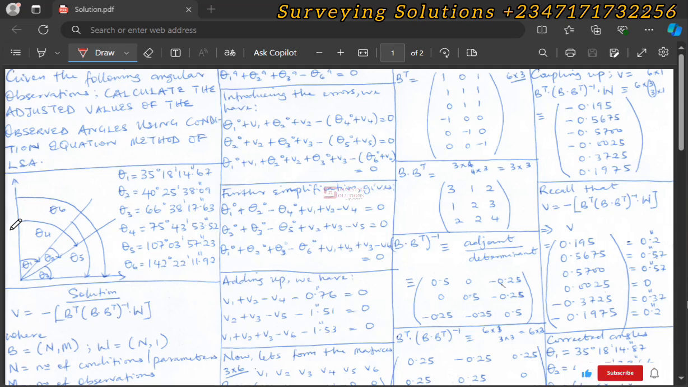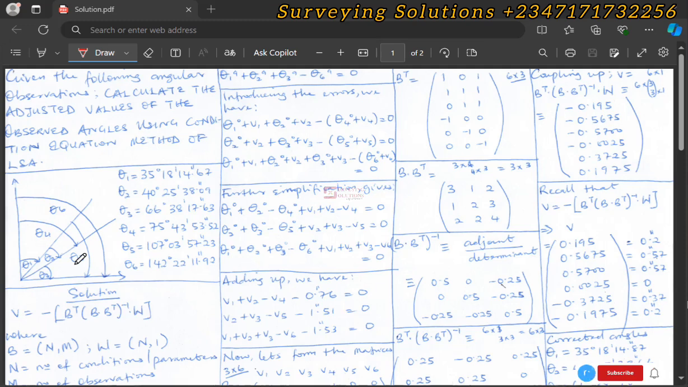Now we have this set of angular observations where we have about 6 observations, right? Good. Now we have the first angle, the second angle, the third angle. Having observed those 3 angles, a fourth angle was also observed, and that fourth angle covers the first and the third angle, that's angle 1 and angle 3. The fifth angle covers the second angle and the third angle, that's angle 2 and angle 3. And then we have the sixth angle, which covered the first, second and the third.